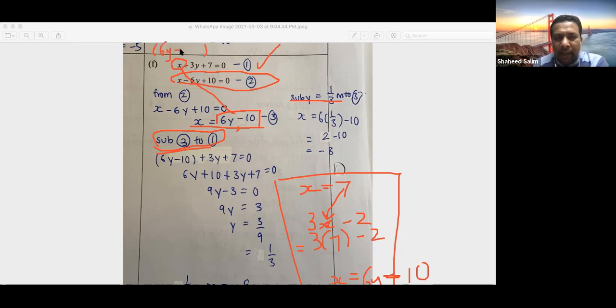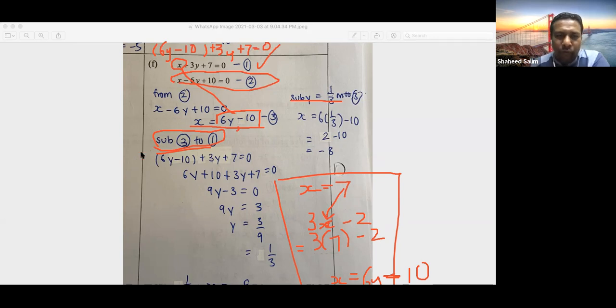6y minus 10, plus 3y, plus 7, equals 0. You see, I'm doing the same thing down here. Can you see down here? Put the value 7 inside the x. Yes. This time I put this value inside here. I'm doing the same thing.